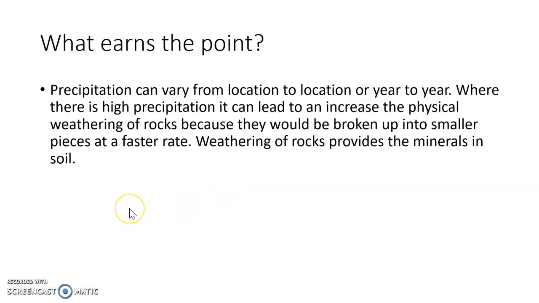Precipitation can vary from location to location or year to year. Where there's high precipitation, it can lead to an increase in the physical weathering of rocks because they would be broken up into smaller pieces at a faster rate. Weathering of rocks provides the minerals in soil. We have a rate, high precipitation, increase in physical weathering, and our supportive reasoning talks about what physical weathering is and how it would increase, so that breaking up into smaller pieces at a faster rate, and we know that minerals are a component of soil.